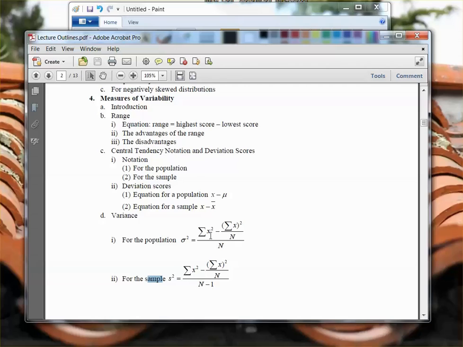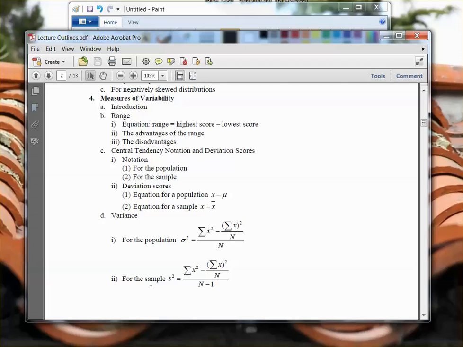And if you notice the difference in these formulas, not knowing what these symbols mean, the only difference is this n-1 in the denominator. You can see right there that this n-1 is the only difference, and that's the correction for sampling variation. There's a little bit of bias because we're not measuring every person in the population when we sample, and so this n-1 corrects for that.